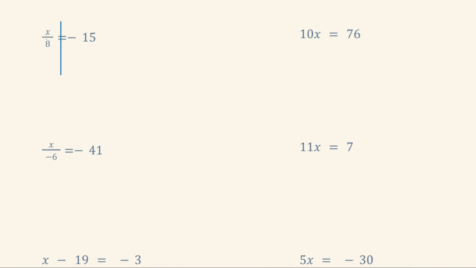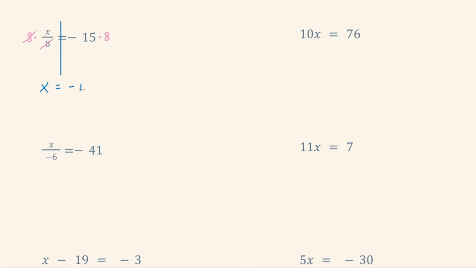So my variable is x, it's divided by 8. The opposite operation of division is multiplication. I'm going to multiply by 8 on this side. I'm also going to multiply by 8 on that side. So 8 divided by 8 is just going to be 1. So I'm left with 1 times x, but I'm not going to write 1 times x. I'm just going to write x because those 8s cancel each other out. That's why I multiplied by 8, that's the whole point. So I get x is equal to whatever negative 15 times 8 is, which is negative 120. Okay, and that's the answer to this question.